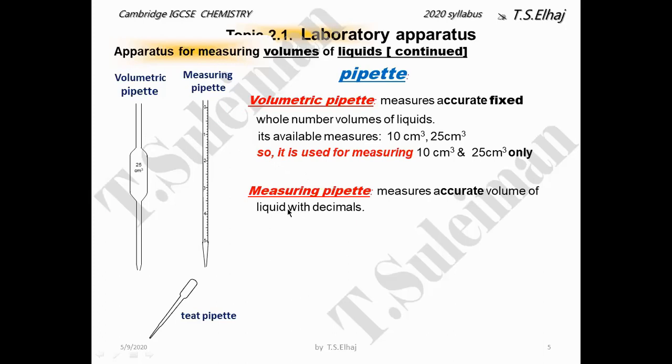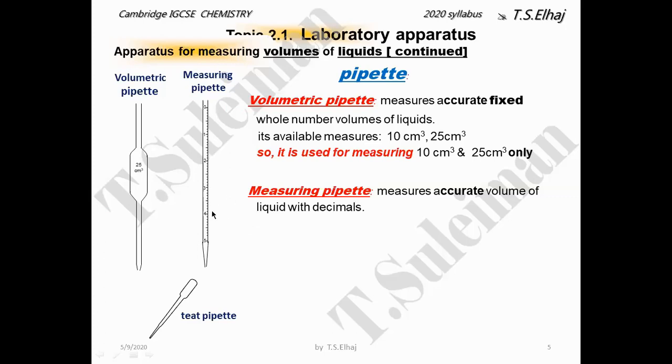Measuring pipette is better than volumetric pipette because it has the advantage of measuring accurate volume of liquid with decimals, as it has graduation. We can use it to measure, for example, 3 centimeter cube, 3.5. And if you look, it is read the same way we read the burette because it measures from top to bottom, as it is labeled with 0 at its top and 5 at its bottom, and it delivers the liquid from its bottom, not like the measuring cylinder.